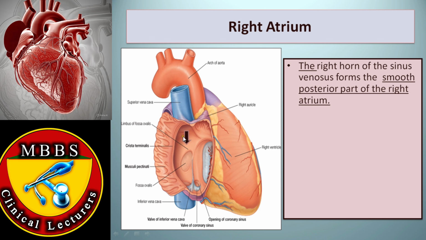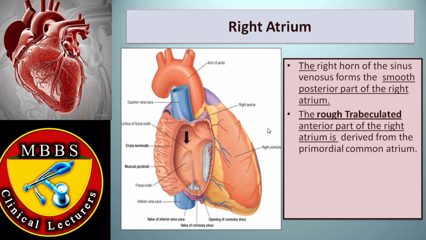So the right horn of the sinus venosus incorporates into the posterior wall of the atrium to form the smooth portion of the right atrium, which can easily be identified in the adult heart. It is separated from the trabeculated or rough portion by the sulcus terminalis when we visualize it on the external side, and if we see it internally, there is the crista terminalis. So the smooth part is derived from the sinus venosus, while the rough, trabeculated part is from the primordium of the right atrium.